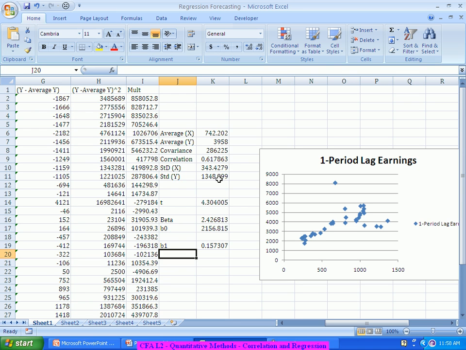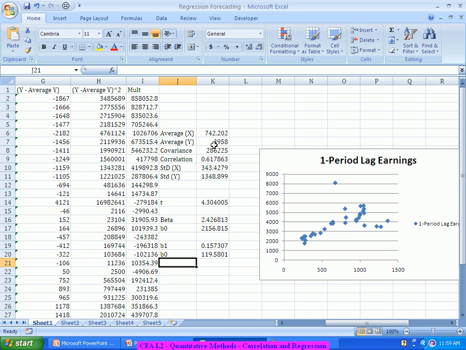And we can also find B naught, which is nothing but the y average minus B1 times the x average, where the earlier y average is now the current x average. Now if I interchange the roles of x and y, this is the number.